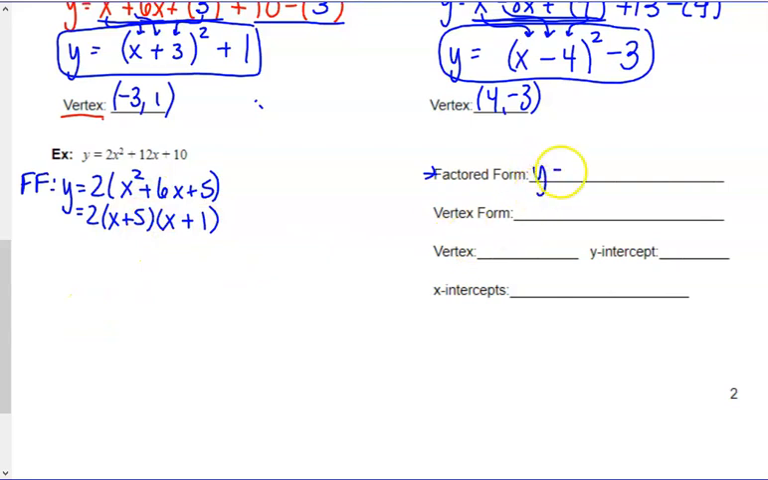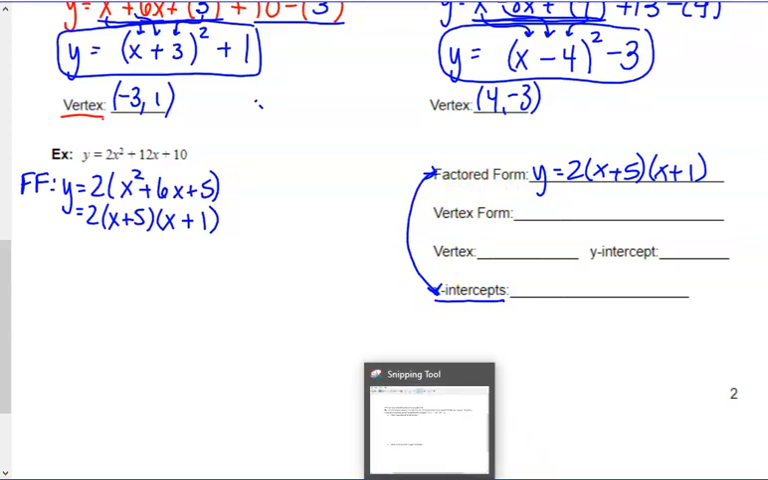Therefore, that is my factored form. I now have my factors, or my powers of 1, and we are good. Now, why is this so important? That is so important because you are able to very nicely find the x-intercepts from that, okay? From the factored form, we are going to find our x-intercepts.